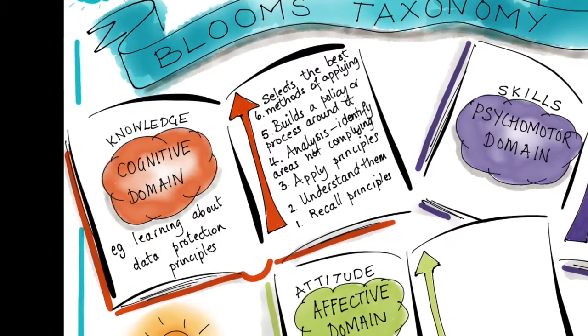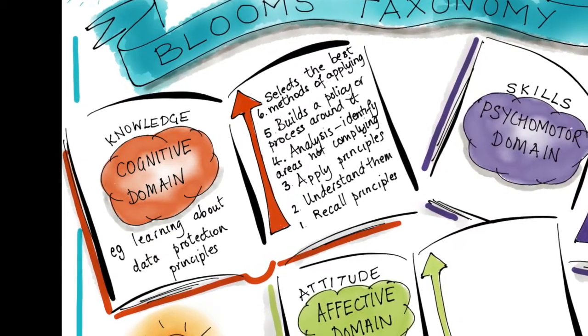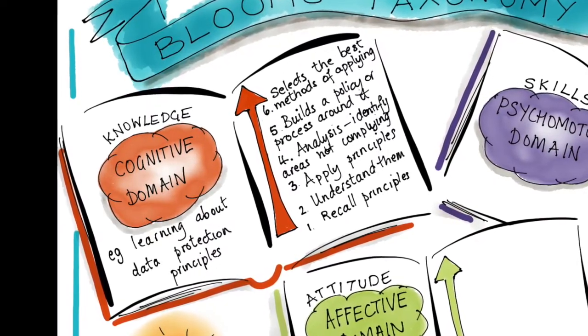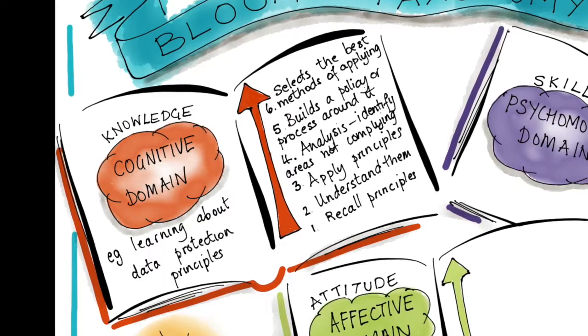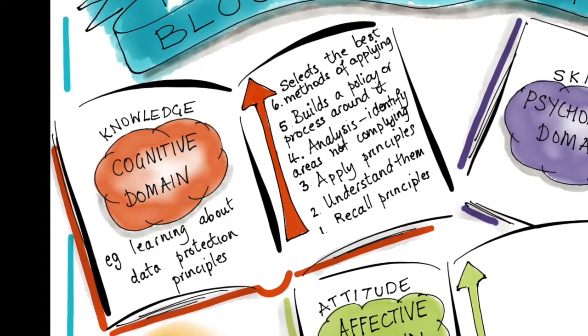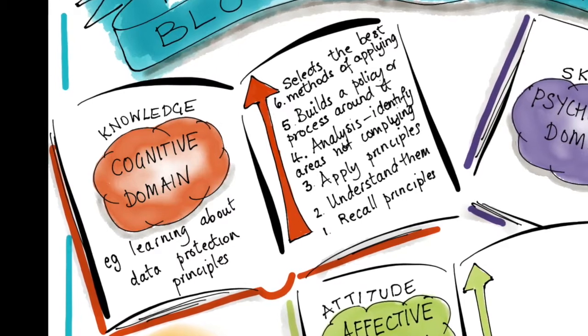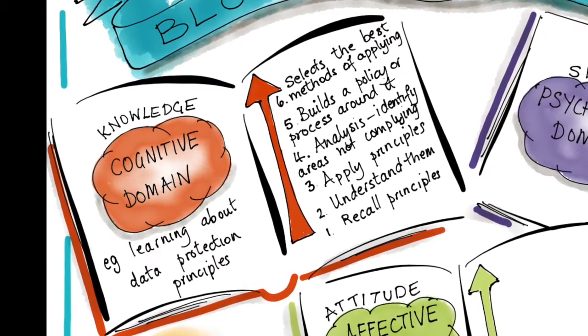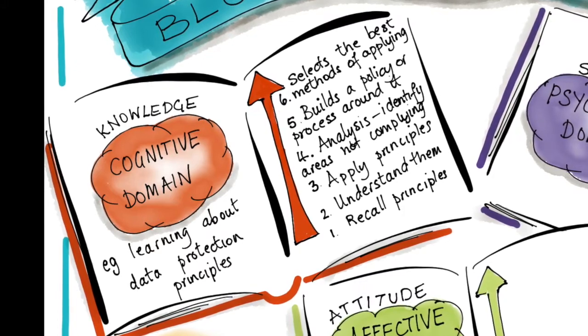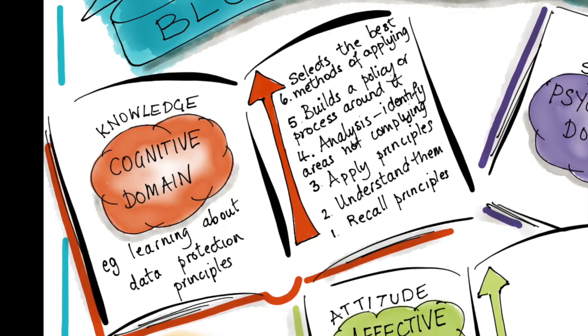Going deeper, you'd want them to be able to identify areas within the business, perhaps, that they are not complying. At the fifth level, they would be able to, because of their knowledge, build a policy or a process around it for their organisation. And the final and sixth level is about selecting the best methods of applying those principles.